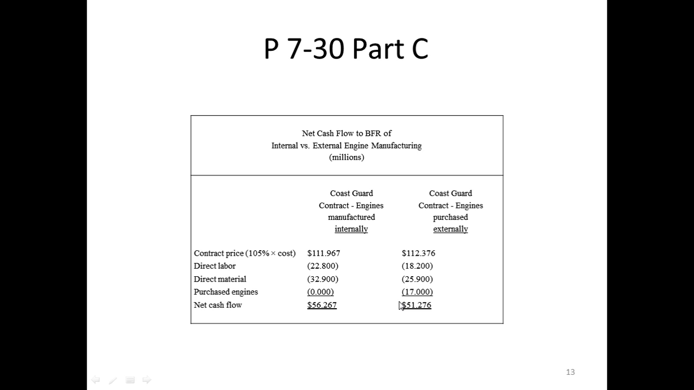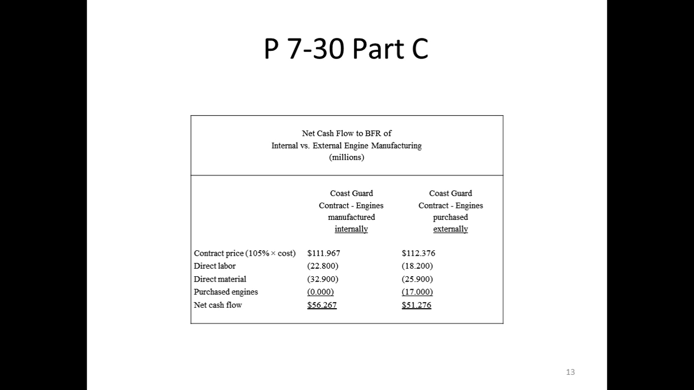Now the net cash flow to BFR of internal versus external sourcing of the engines indicates that the net cash flow is higher if they're manufactured internally than if they're purchased externally for BFR. So BFR generates an additional $4.9 million of cash flow by manufacturing the engines internally, and the reason is that the internal sourcing raises the overhead allocation percentage from 55 to 61%.